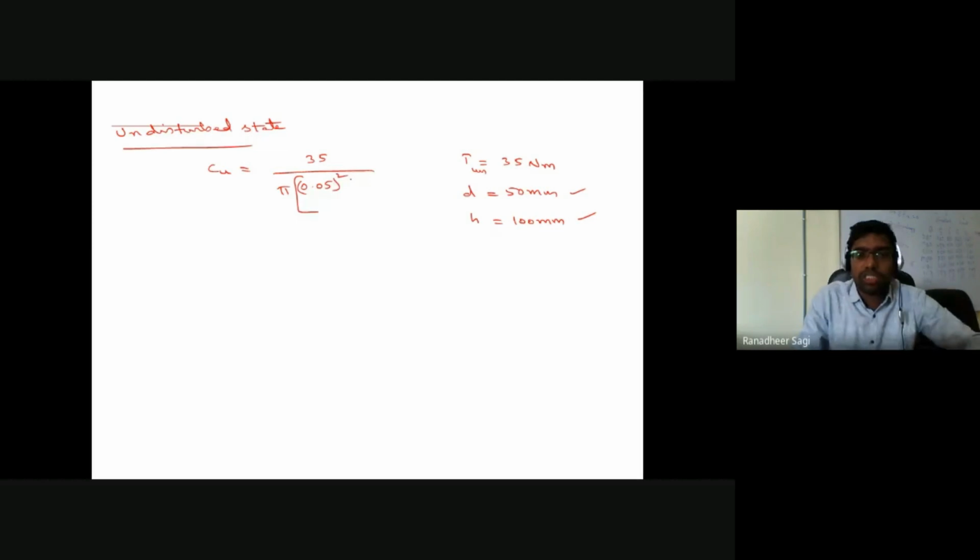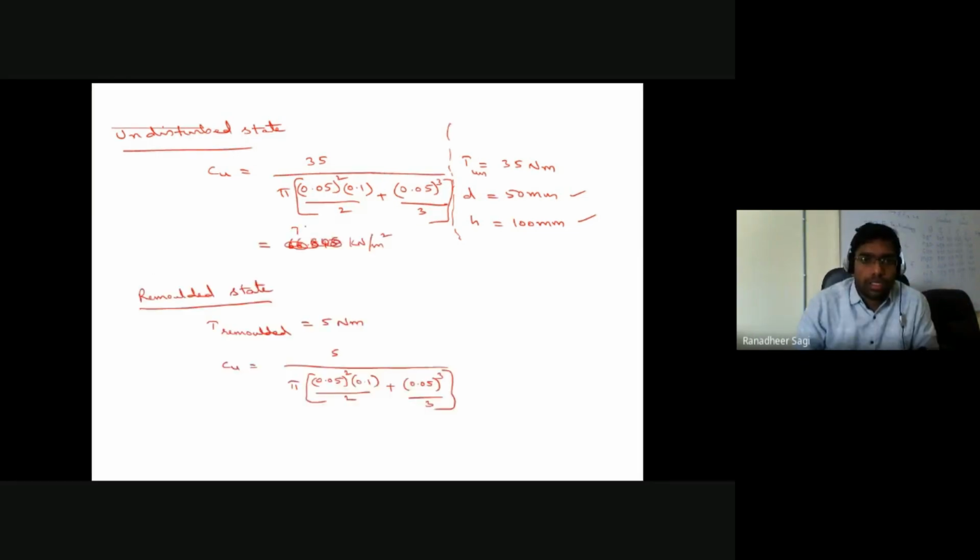I am substituting because torque I have substituted in meters, Newton meter. So d square is 0.05 square into h is 0.1 by 2 plus 0.05 whole cube by 3. Right. So upon substituting, what do I get my Cu value? Yeah, 76.394 kilonewton per meter square is approximately correct.